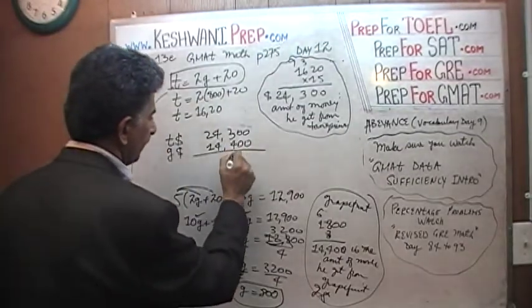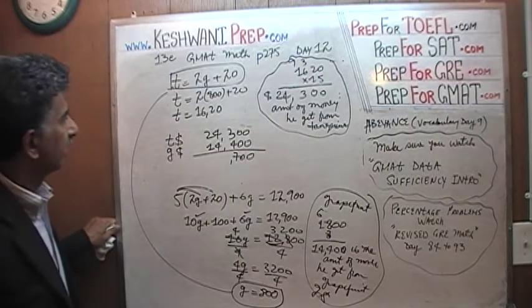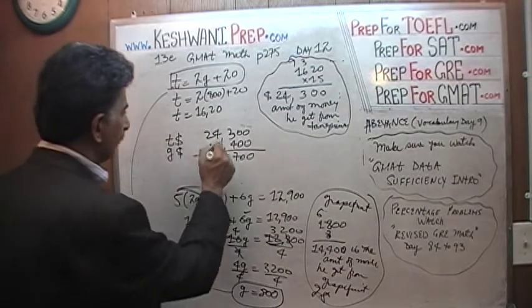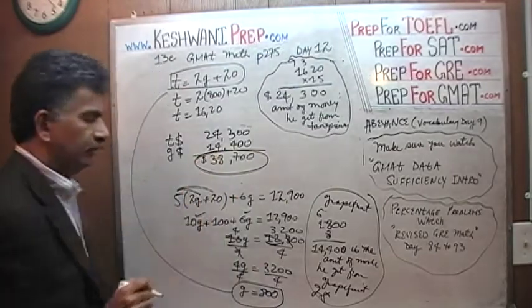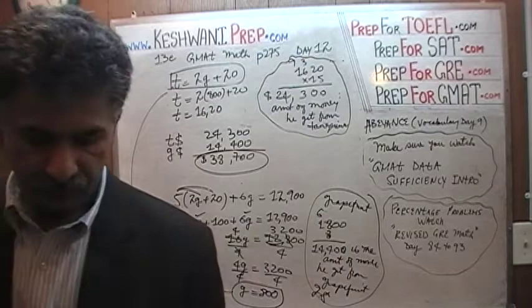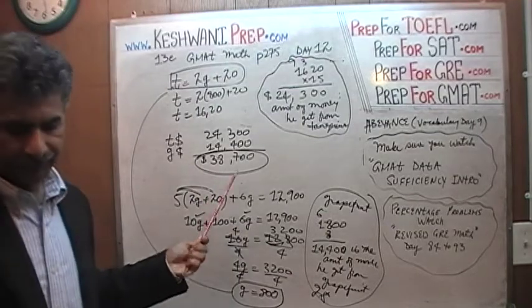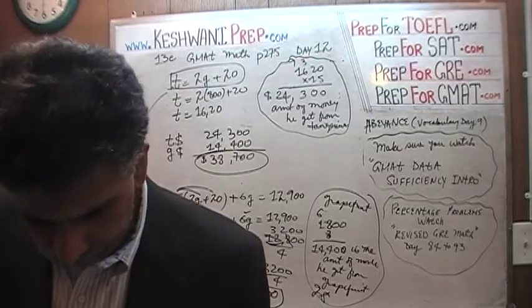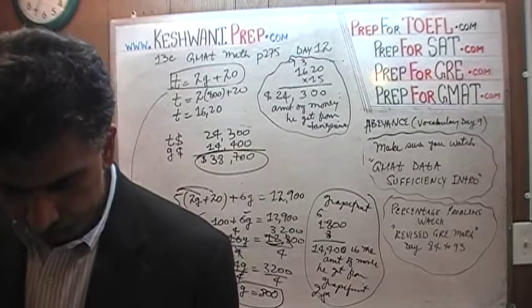300 plus 400 is 700, which is a good sign because we know he got 700 something. I remember seeing 700 somewhere. And then 4 plus 4 is 8. Does the problem tell us that his total revenue was 38,700? Yes, it does. They tell you in the second statement. I'm going to read it to you verbatim.